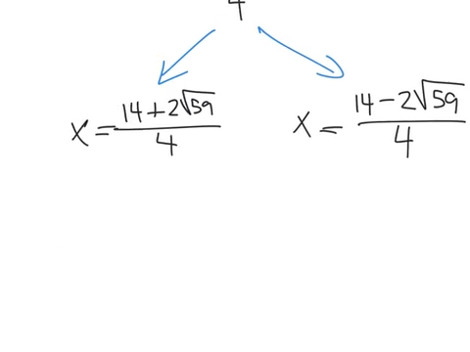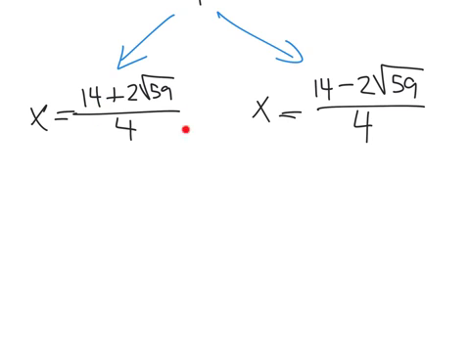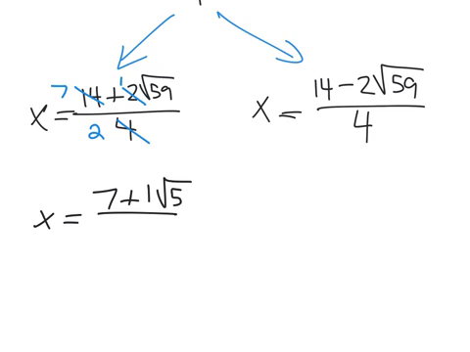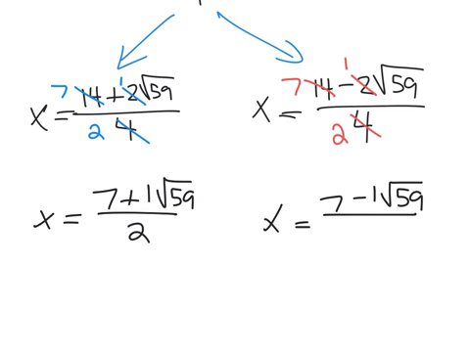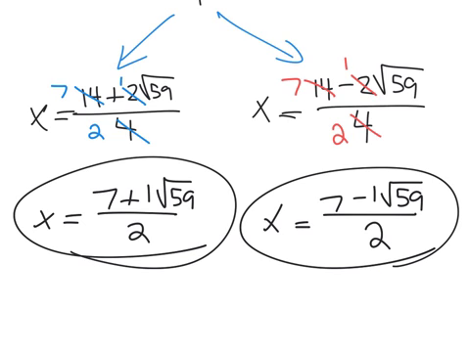But we're not done, because these can both be simplified. Since 14, 2, and 4 are all divisible by 2, you divide them by 2, so you get 7, 1, and 2. This answer becomes x is equal to 7 plus 1 root 59 over 2. You do the same thing over here: 7, 1, and 2, divide them each by 2. If they were all divisible by 3, you would divide them by 3. And so we end up with these as our two answers.